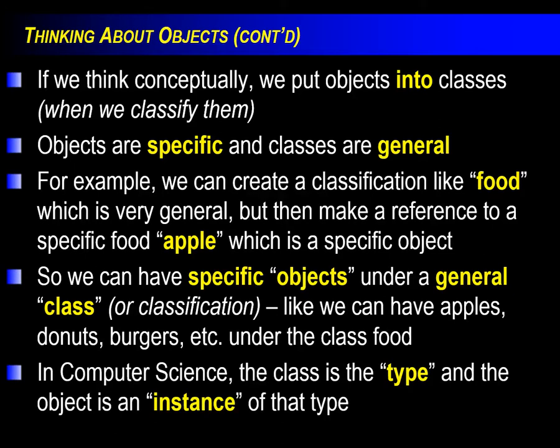Objects are specific. So that's a specific chair. Classes are general. These are all chairs in the room. Okay? So, for example, if we create a classification called food, food is a very general category. But then we might make a specific type of food called apple. Apple's the object, food is the class. Okay? So you can have very specific objects under a very general class or classification. Again, this should not be that difficult.